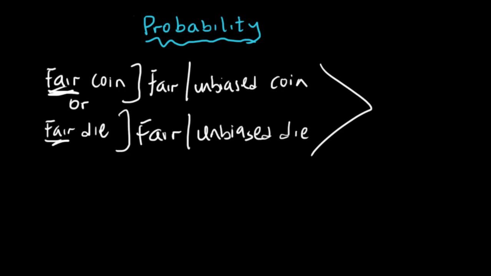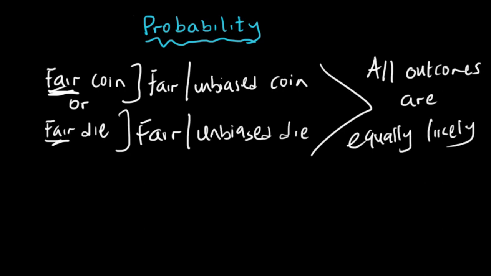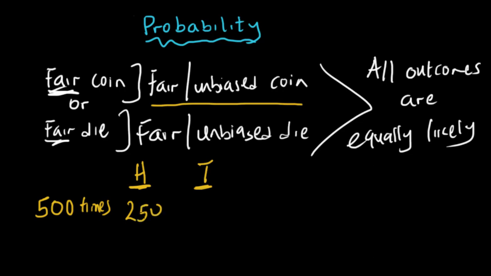Now, when we say a coin or a die is unbiased, it means that all outcomes are equally likely. What I mean by this is, let's say we throw a coin. Remember, in a coin you can either have head or tail. The face of the coin is known as the head, the back is known as the tail. For a fair coin, if I throw it 500 times, 250 of the times will have a head and 250 will have a tail. They are equally likely. Does that make sense?